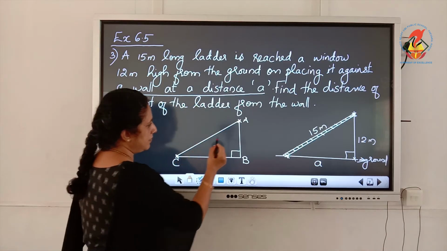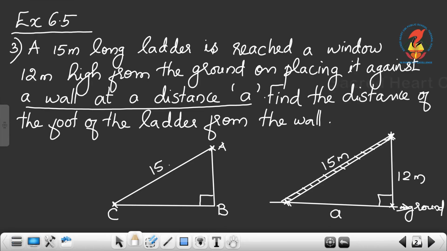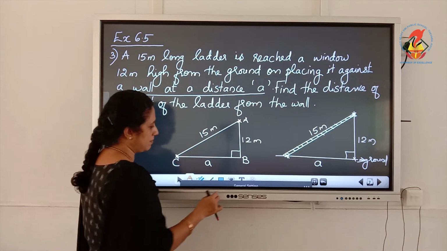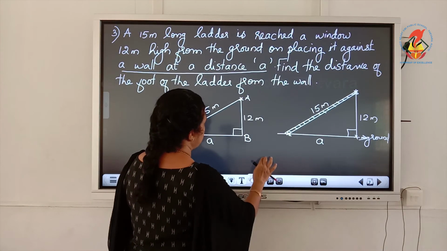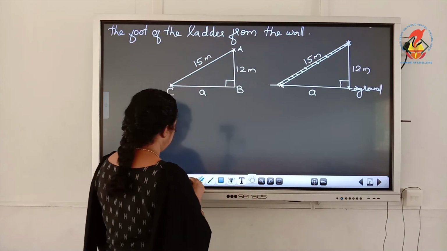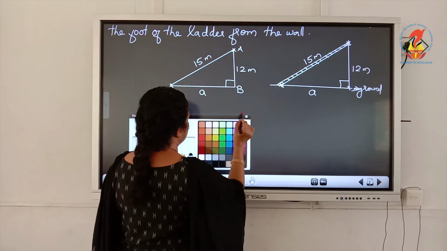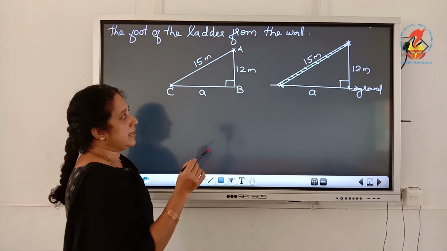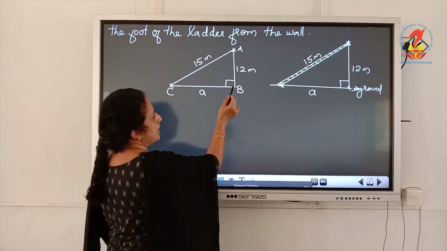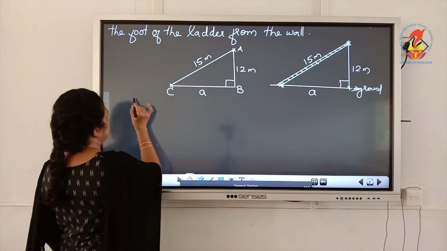And we can mark the measures also. Here AC is 15 meters and AB is 12 meters. We have to find the distance of the foot of the ladder from the wall. You can see a right angled triangle, right angled at B. So angle B is equal to 90 degrees.